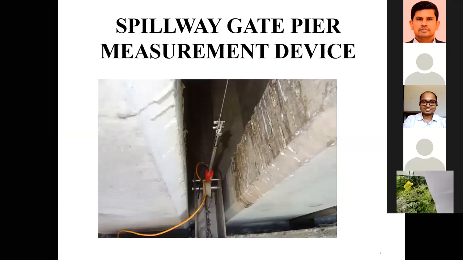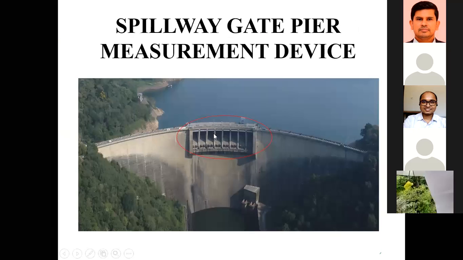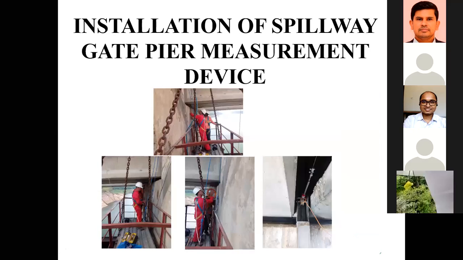And gate pier measurement device. We need to measure the movements of gate piers. So we have installed gate pier measurement devices, as shown here. If there's any kind of movement between these gate piers, we can measure using these instruments, because it directly affects the operation of the gates. And this is while installing the spillway gate pier measurement device.